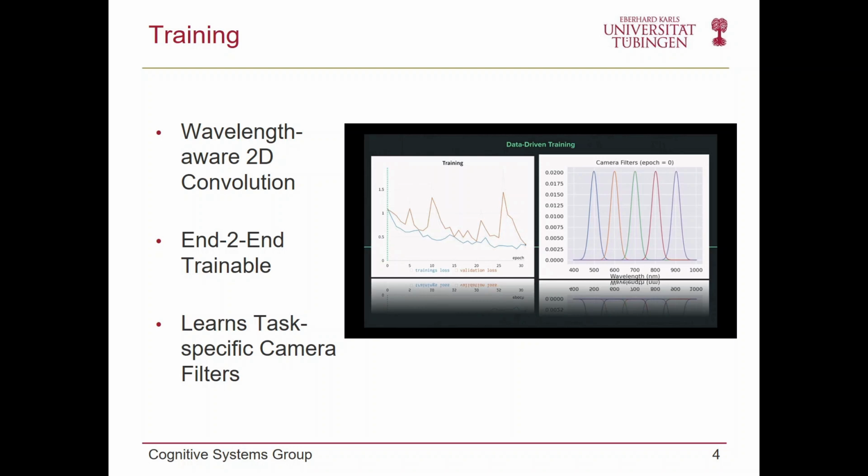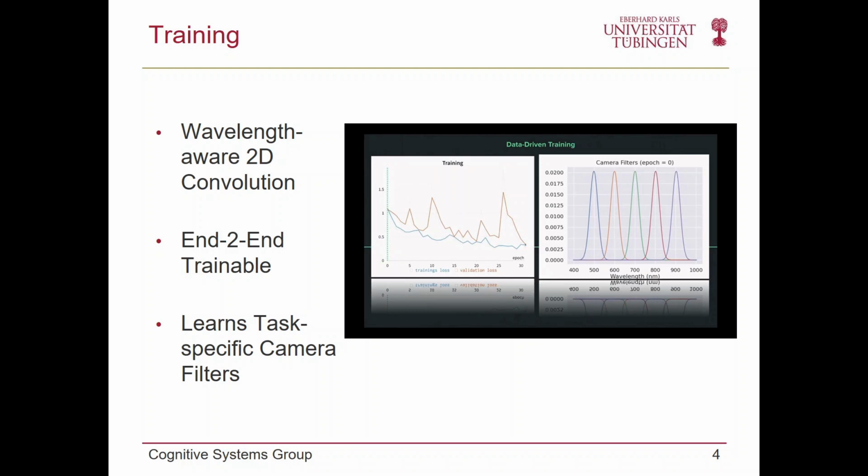As a result, we have a wavelength-aware 2D convolution, which allows us also to build camera-agnostic models. Further, the whole model is end-to-end trainable. That means the camera filters and the kernel prototypes can be learned in a data-driven manner. Further, the learned camera filters could also be used to build multispectral cameras for a specific task.